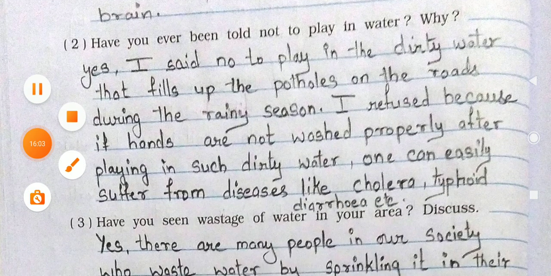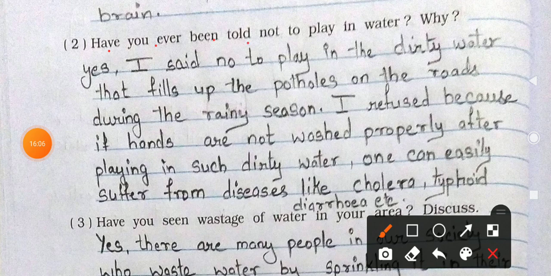Second, have you ever been told not to play in water? Why? Answer: yes, I was told not to play in the dirty water that fills up the potholes on the road during the rainy season. I was refused because hands are not washed properly after playing in such dirty water. One can easily suffer from diseases like cholera, typhoid, diarrhea, etc.